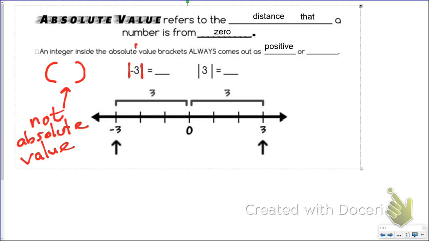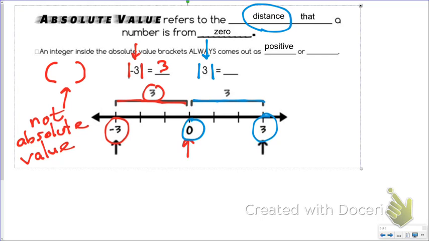So, if there is a number in between straight brackets up and down, then you need to think about the distance that that number is from 0. So if you look at negative 3, it is 1, 2, 3 units away from 0. So the absolute value of negative 3, the distance that negative 3 is from 0, is 3. 3, here on the right, is 1, 2, 3 units away from 0. And so we say that the absolute value, in other words, the distance that that number is from 0, is 3.